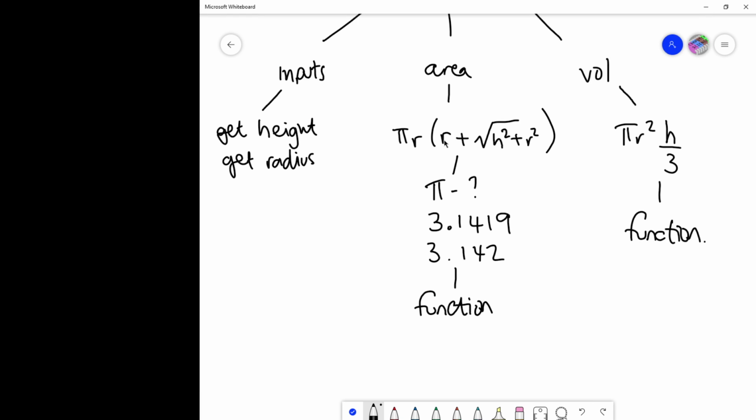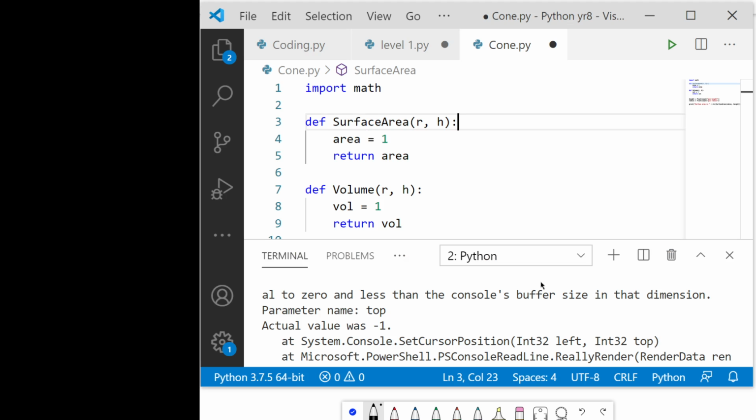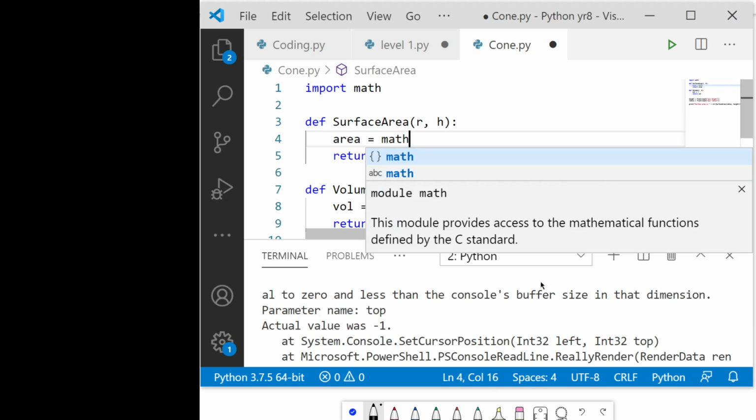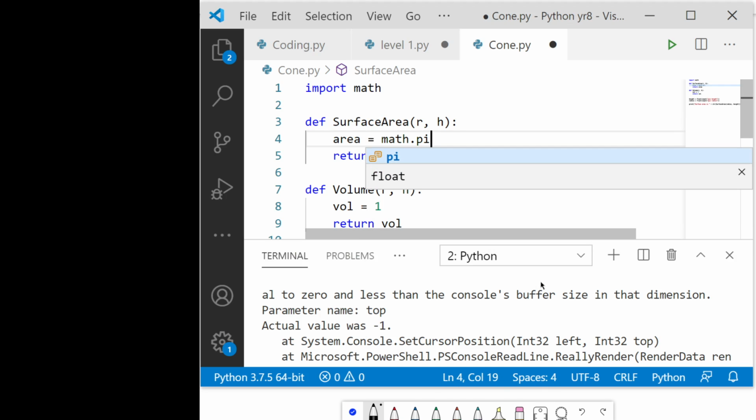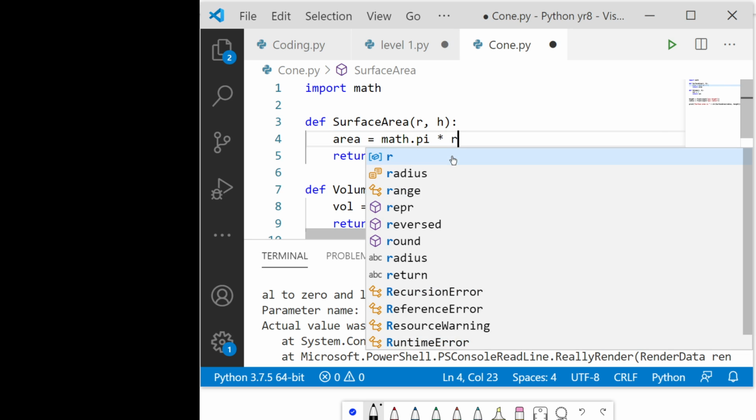So there's multiple parts to this. So there's a pi times the radius. So I'm going to do that bit first. So I'm going to say math.pi, and you see that that's telling me that's a float, which is good. So I want to times that by r. And I just put asterisk r.